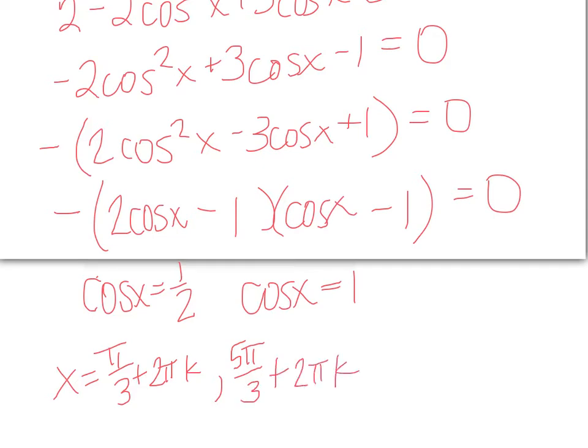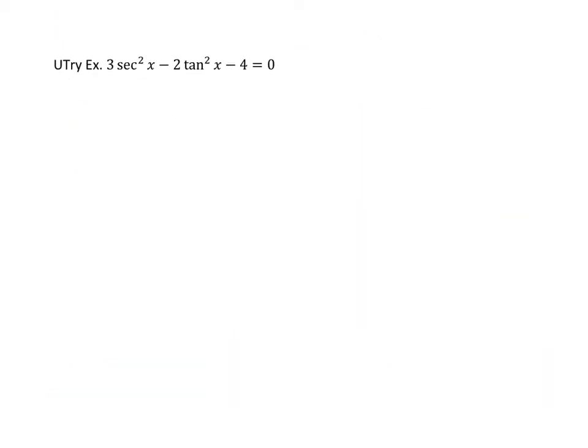And where does cosine equal 1? That happens at 0, or you could say 2 pi k. Okay, try this one yourself. It factors very similarly using a different Pythagorean theorem identity, then check.